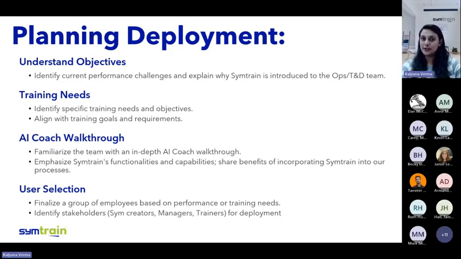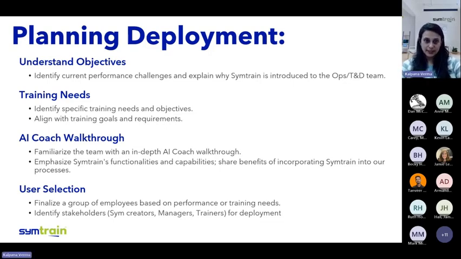So you need to identify the exact challenge your team is facing, and for that, you would have to talk with your ops and T&D team. Once you have identified whether your ops or your training team is facing the problem, accordingly you can plan for the deployment and look for the correct stakeholders who can help you with the same.